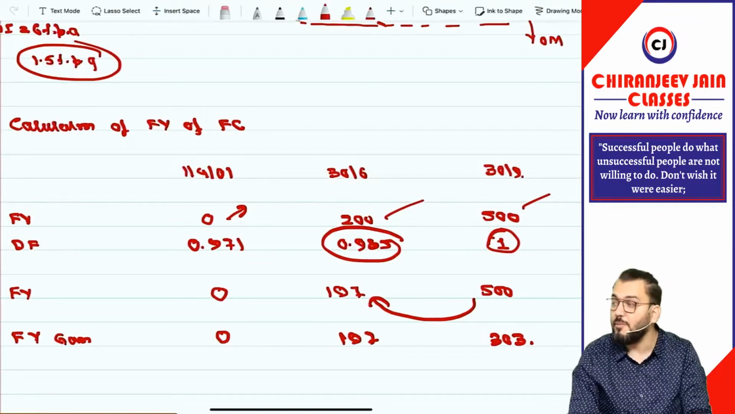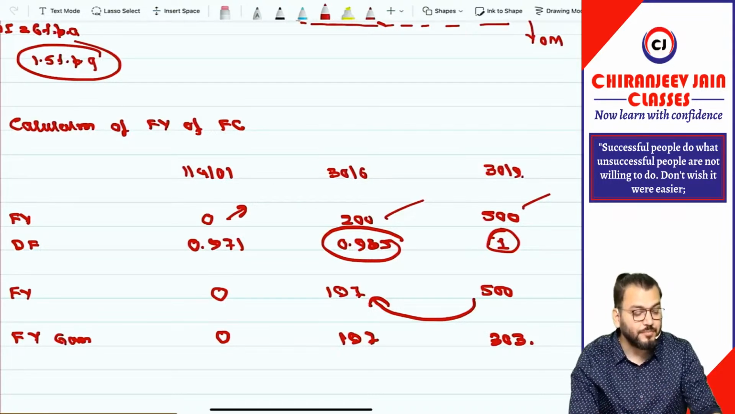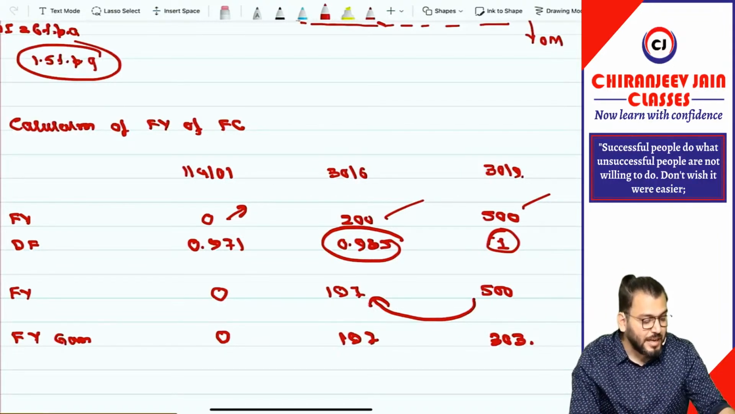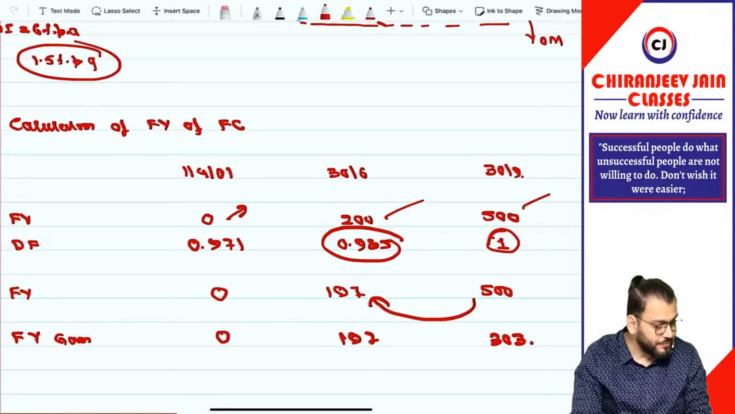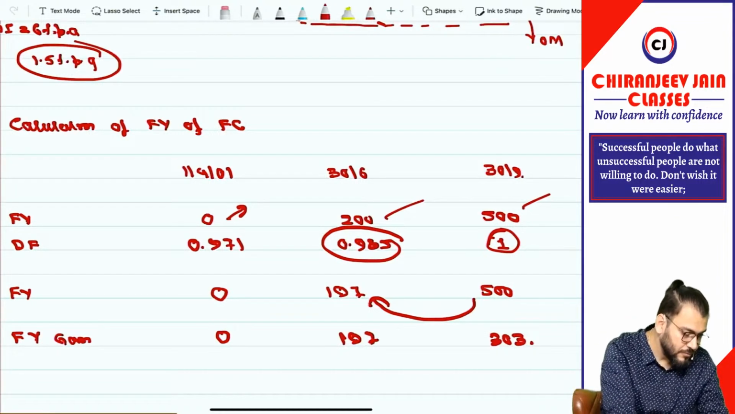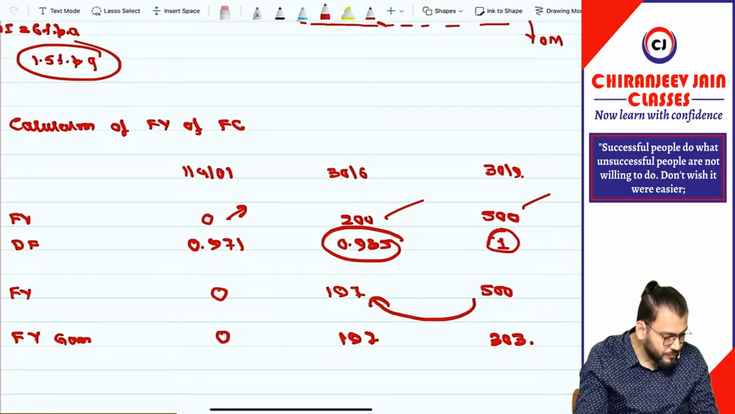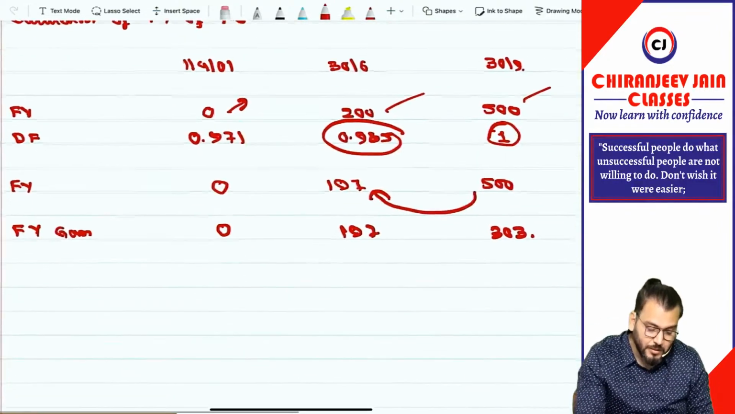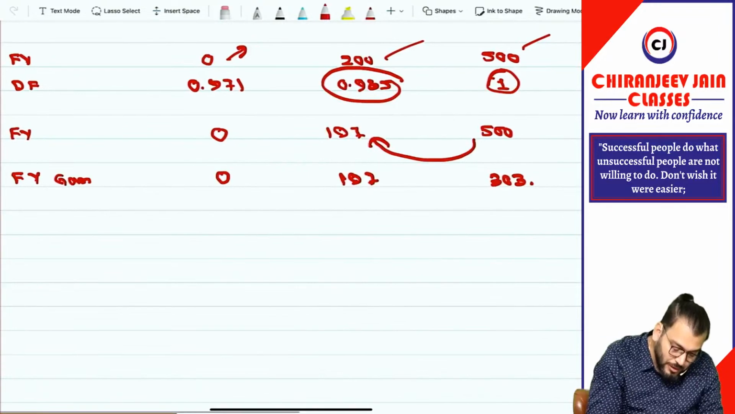If you have understood this calculation, the question is very easy. Now, can I proceed? Have you understood this much? Yes, sir. So now what will be the accounting treatment? On 1st April 2001, there is no entry because the fair value is 0.